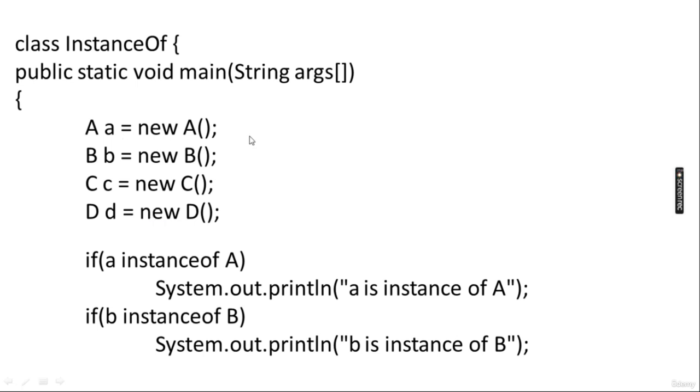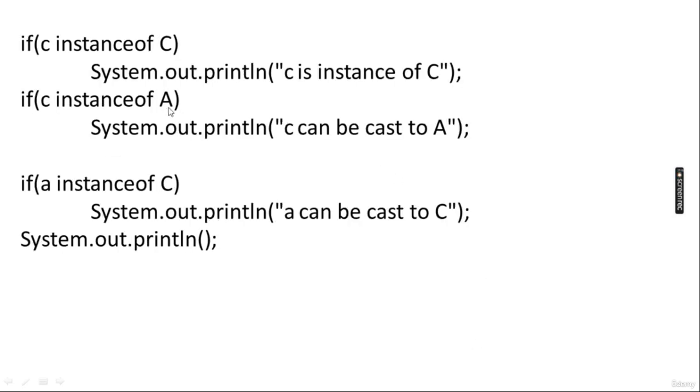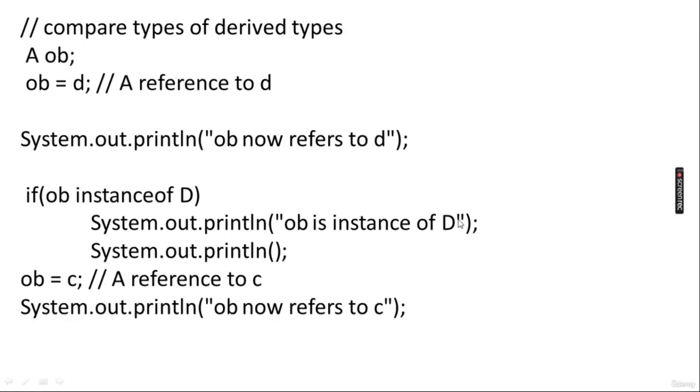Now you have created classes A, B, C, D, and four objects are created. If a instanceof A, it will print "a is instance of A". If b instanceof B, it will print "b is instance of B". If a instanceof C is true, then it will print "a can be cast to C".